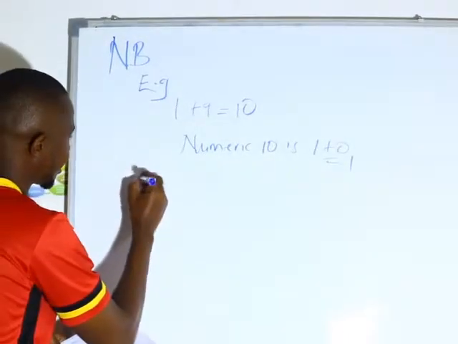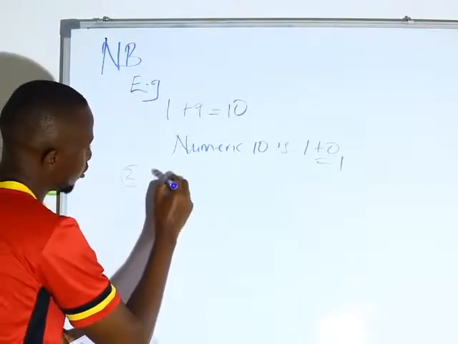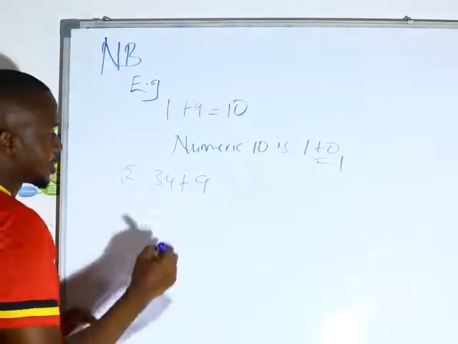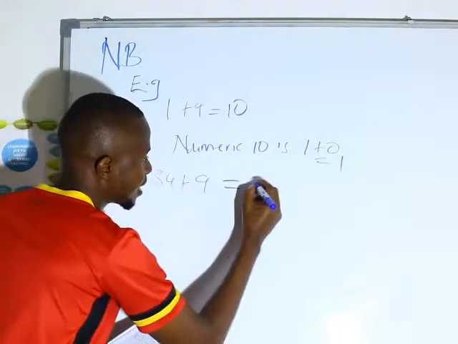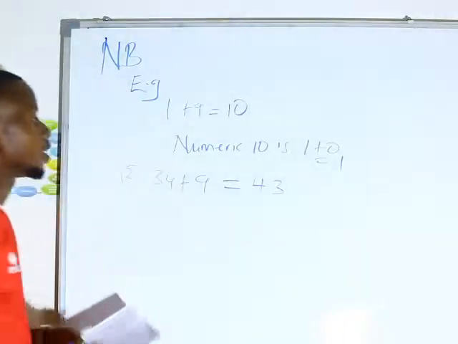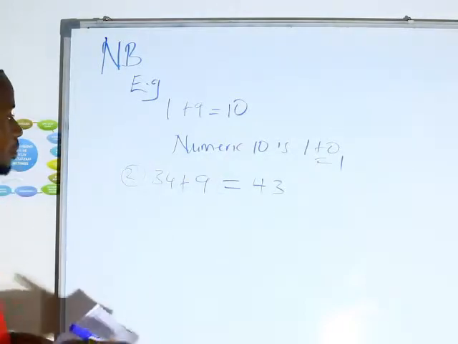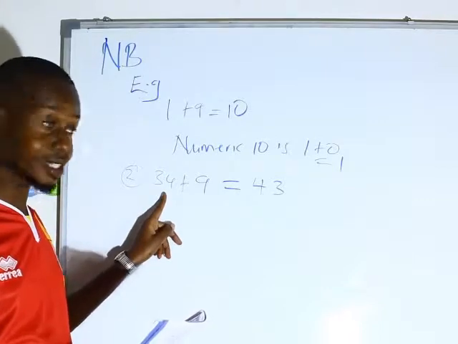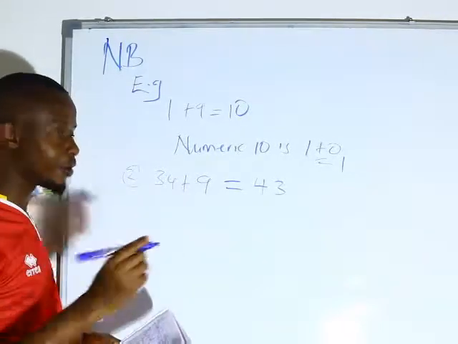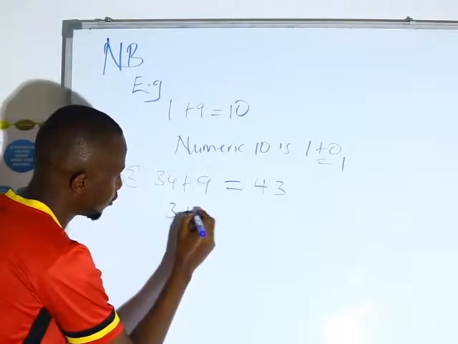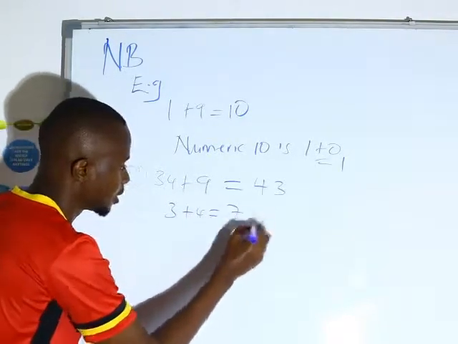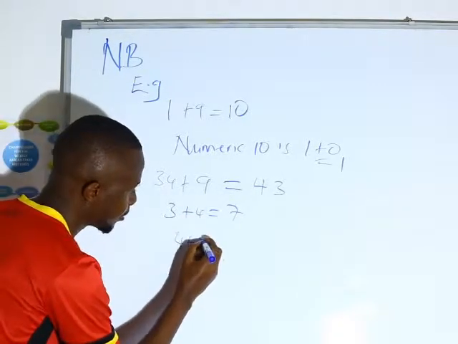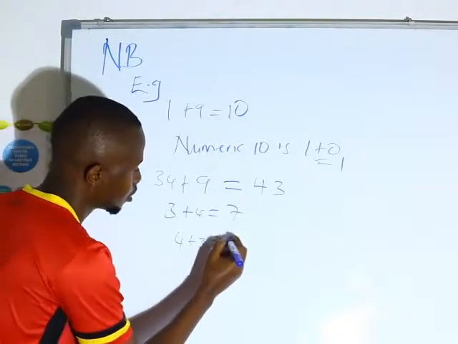Let us see another example. 34 plus 9. Everybody knows that this is 43. Let us find the numeric sum of 34 first. The numeric sum of 34 is 3 plus 4, which equals 7. And the numeric sum of 43 is 4 plus 3, which equals 7.